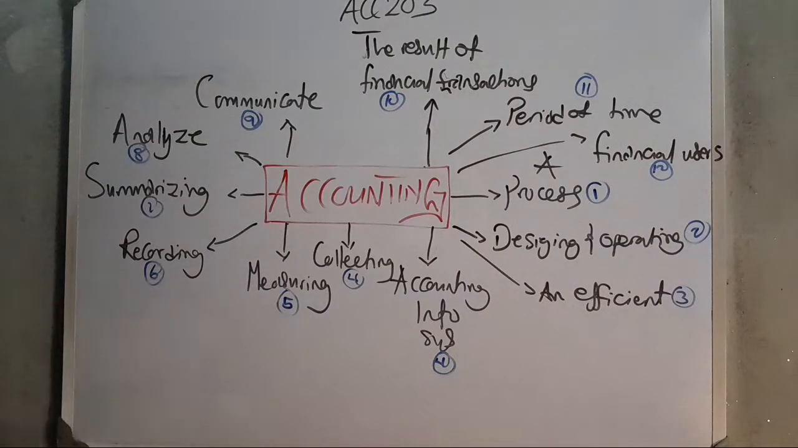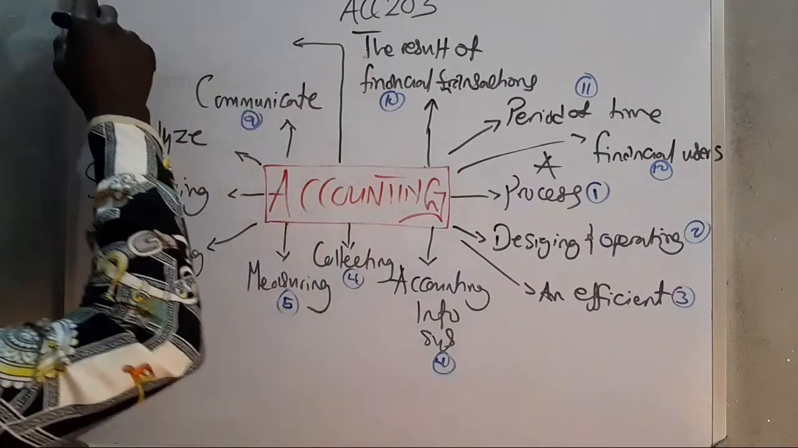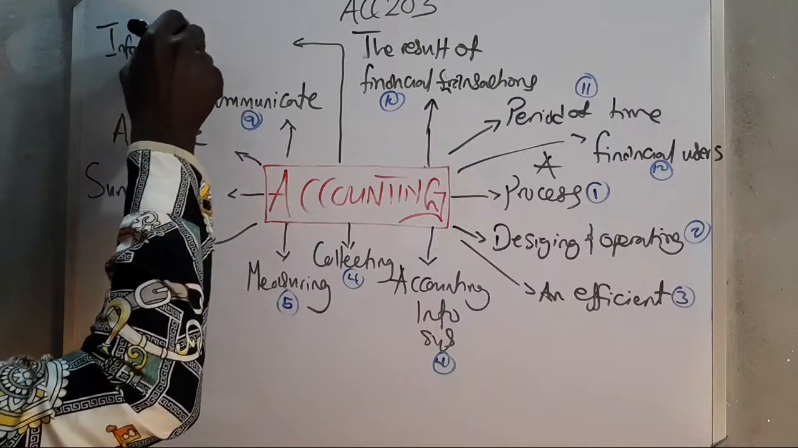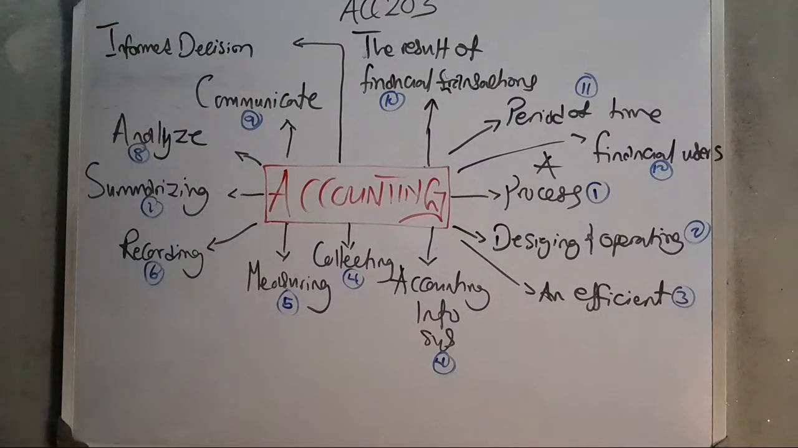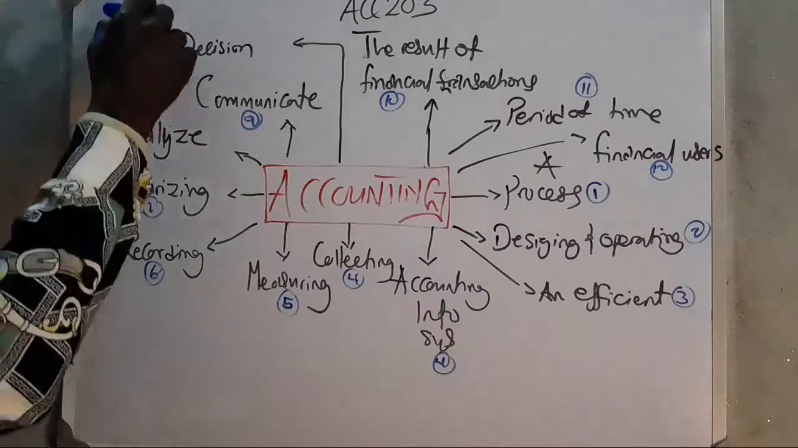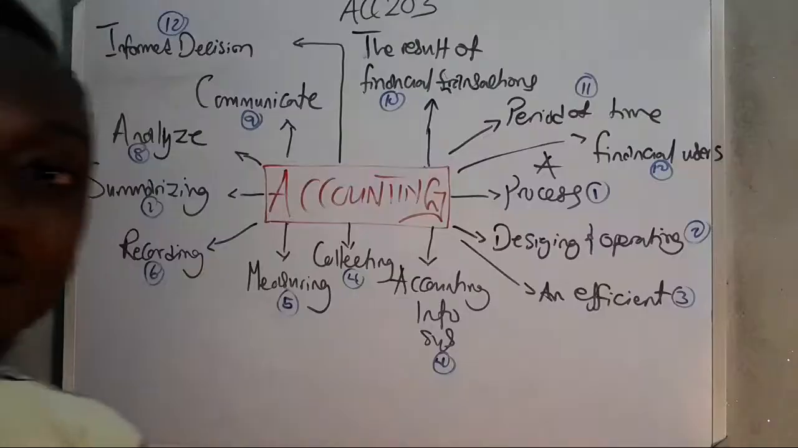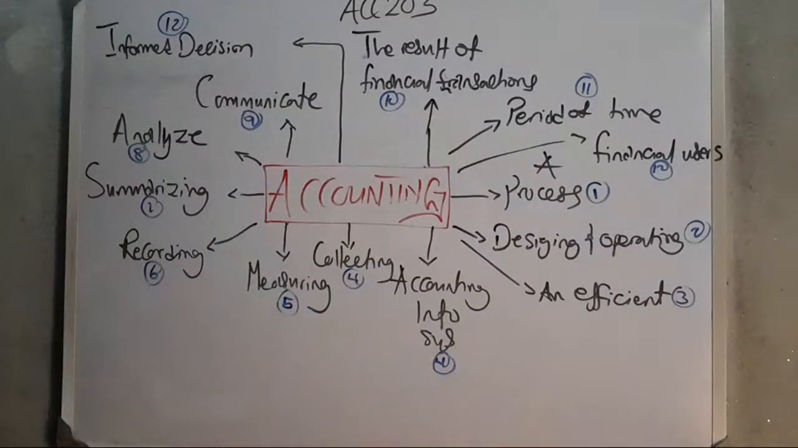All right, so this, let's put number 12 here. Informed decision. Are we together? So this is number 12. This is the all and sundry. Okay, but this is not going to be the only definition of accounting we are going to look at. We're also going to consider some other definitions.